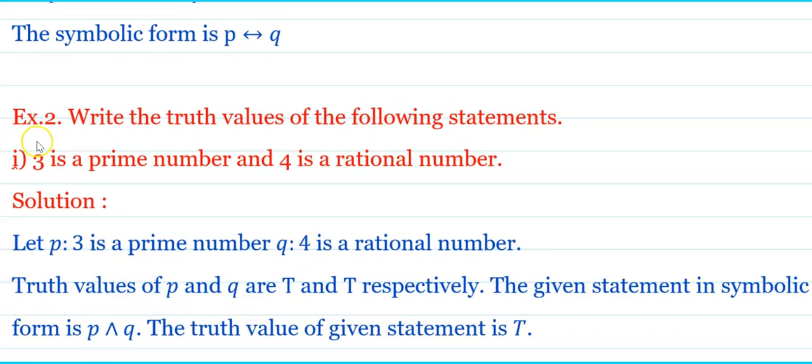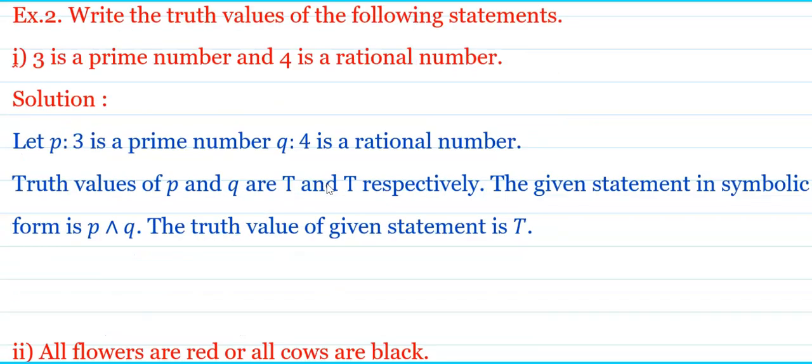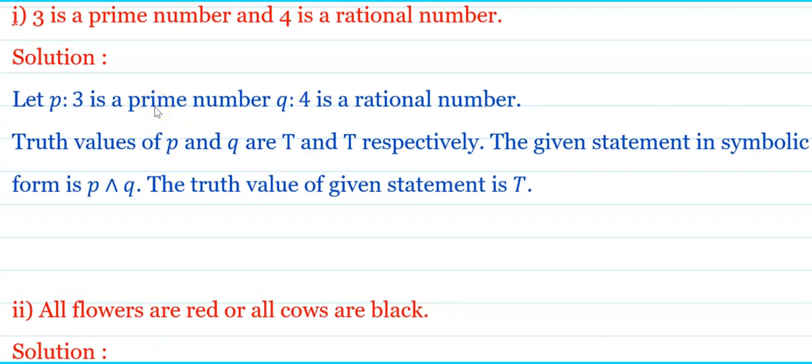Now the question number 2. Write the truth values of the following statements. 3 is a prime number and 4 is a rational number. Okay. 3 is a prime number. Yes, it's a correct one. And next, 4 is a rational number. It's also true. The truth values of P and Q are T and T respectively.